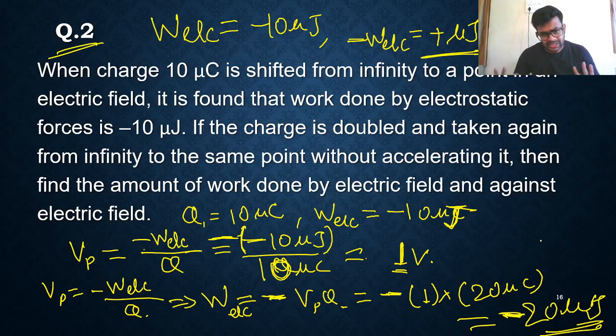Got it? What we did: from the first part, we got the potential of a point, and in the second part, using that potential, we need to find the work done in bringing a different charge. So very simple, all of you can solve it. If they ask work done by electric field, the answer is minus 20 microjoule. If they ask work done against electric field, the answer will be plus 20 microjoule. That's all. I hope you are getting it.